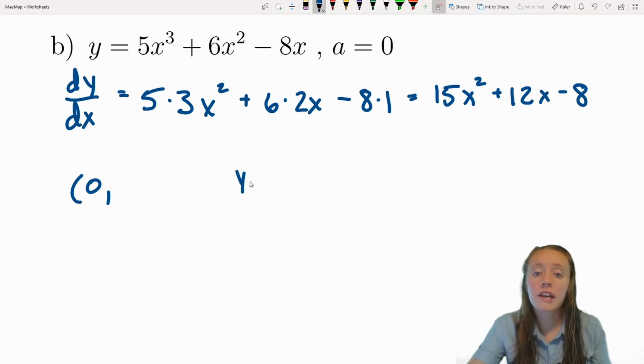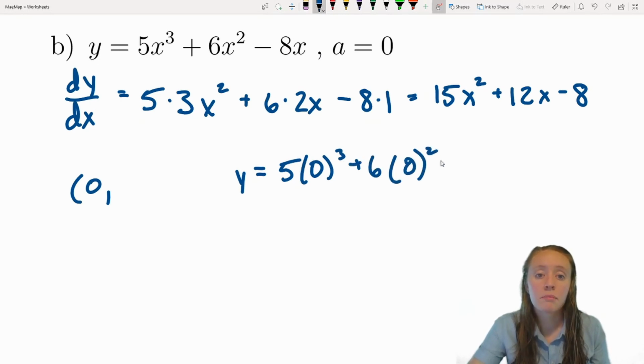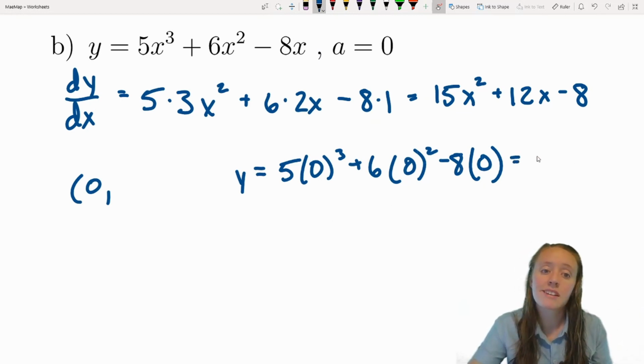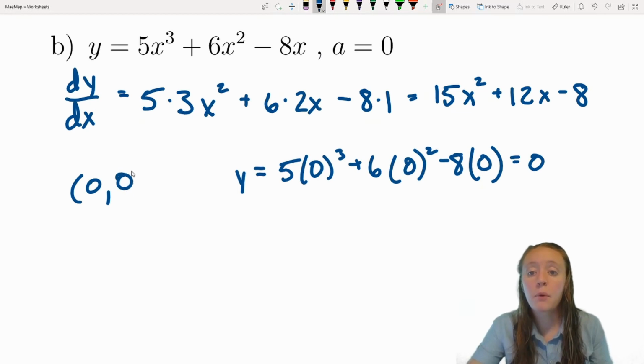So y is going to equal 5 times 0 cubed plus 6 times 0 squared minus 8 times 0. It's fairly silly to write this all out because 0 is multiplied by everything, which gives me 0. So my point that I'm finding the tangent line of is the point 0, 0 on my function. Now I just need to plug in 0 into my derivative to figure out what my slope is.